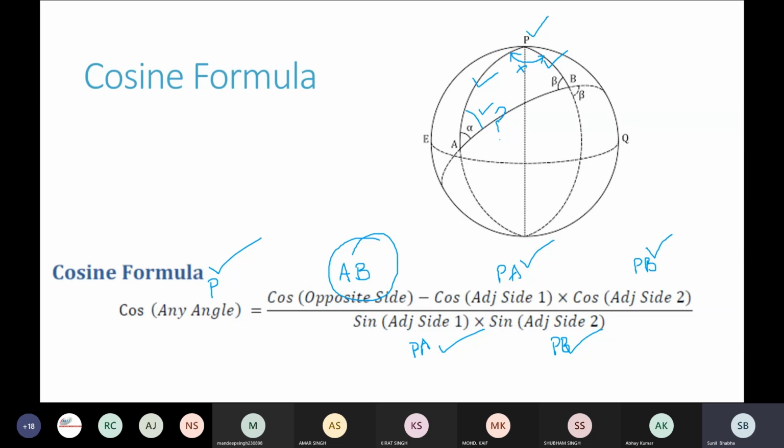So the doubt comes into mind, what will apply here? That we are not going to do now. That we will see later. It will not be required in the entire great circle setting. So this is the cosine formula. Any doubt or query you have in this formula?